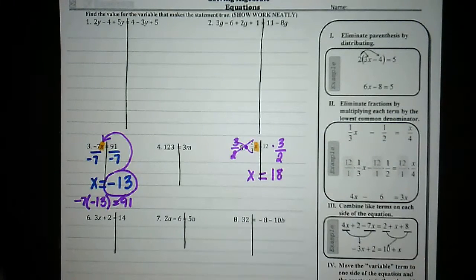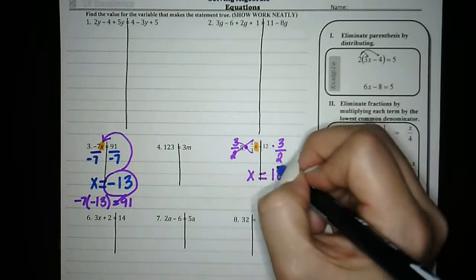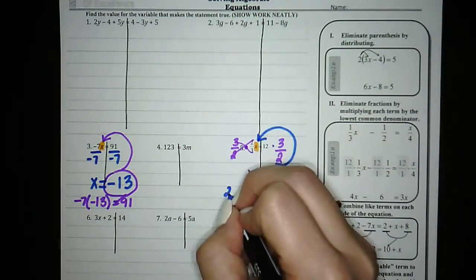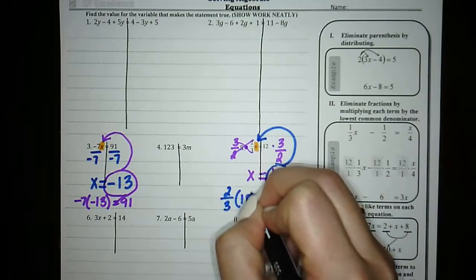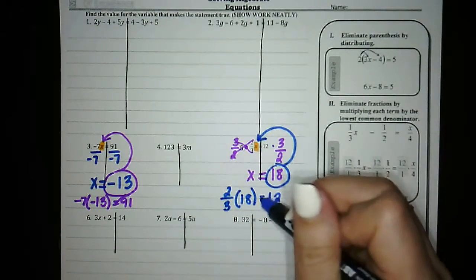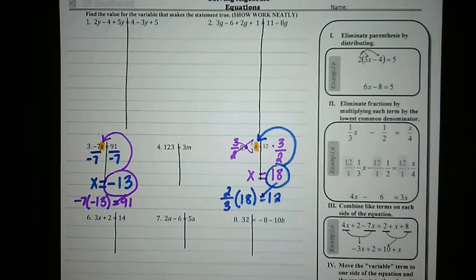Again, you can always take this value, substitute it in for x. So 2/3 times 18 should equal 12. And then when you do that, you get your right answer. So 18 times 2 gives us 36. 36 divided by 3 is 12. So we did it correctly.